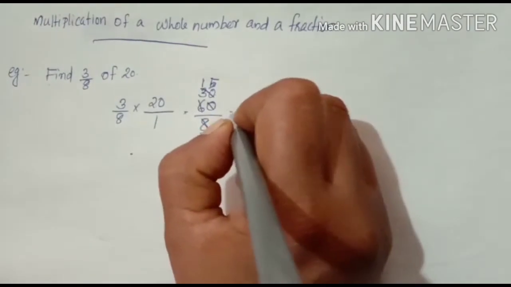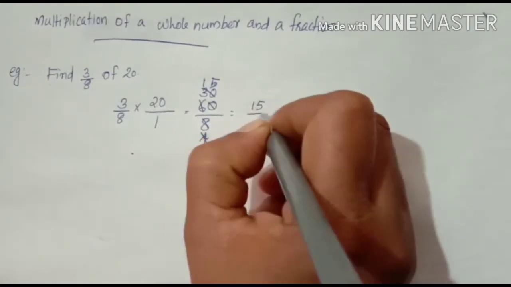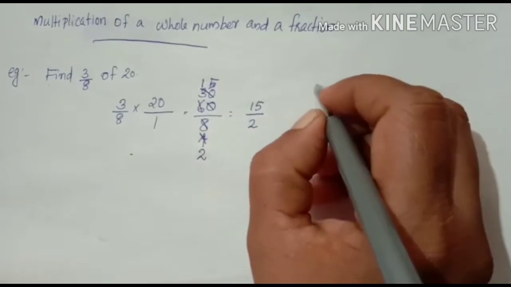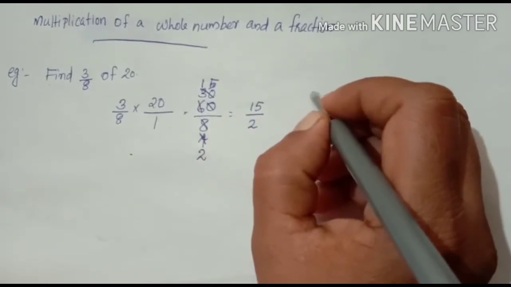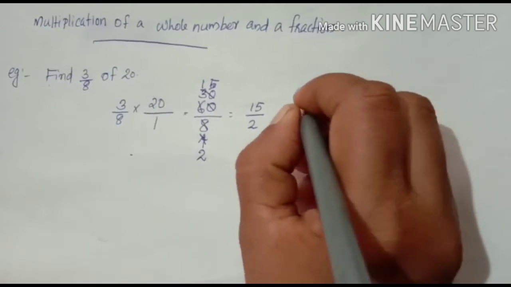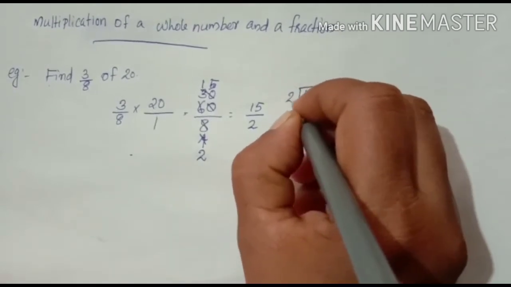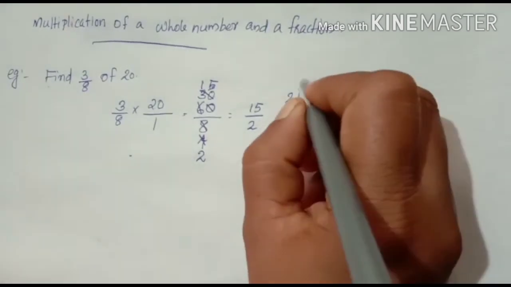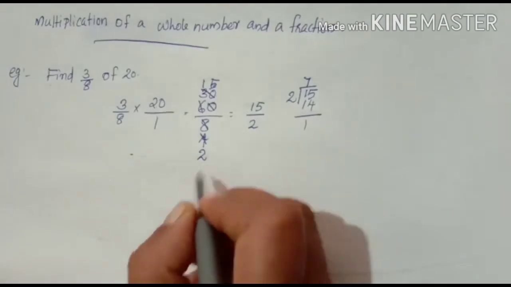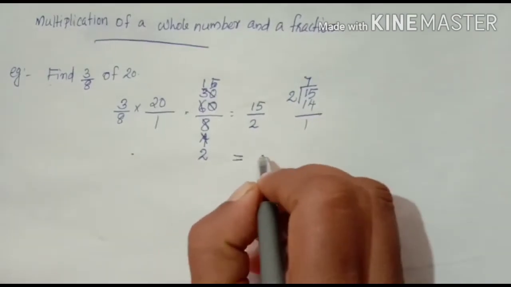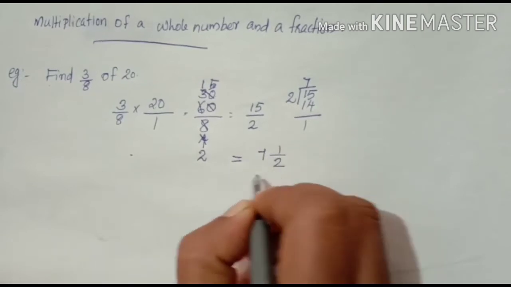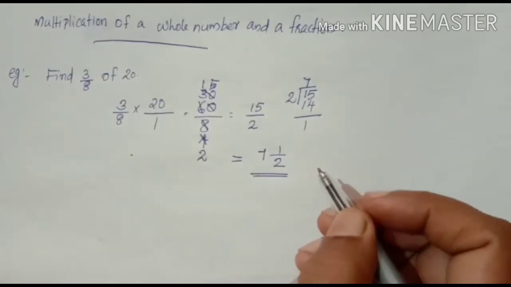Now the fraction is 15 by 2. 15 by 2 is an improper fraction. We can convert it into a mixed fraction. 15 divided by 2. How many times? 7 2's are 14, which equals 7 1 by 2. This is the answer.